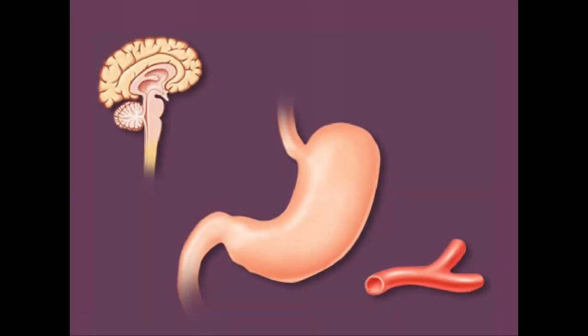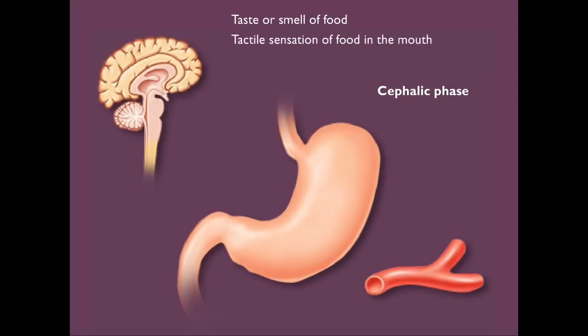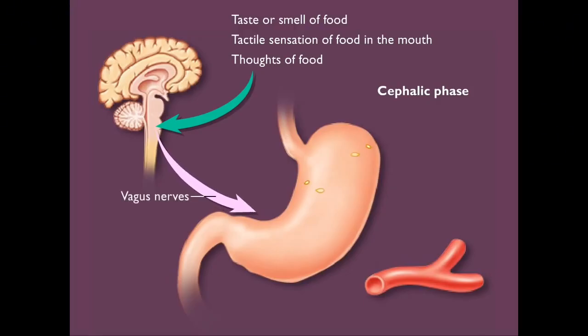Regulation of stomach secretion is divided into 3 phases: cephalic, gastric, and intestinal. In the cephalic phase, the taste or smell of food, tactile sensation of food in the mouth, or thought of food, sends nervous impulses to the medulla oblongata. These impulses cause parasympathetic neurons via the vagus nerves to stimulate secretion of hydrochloric acid and pepsin in the stomach.